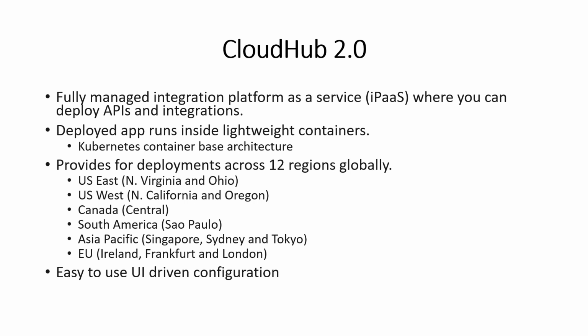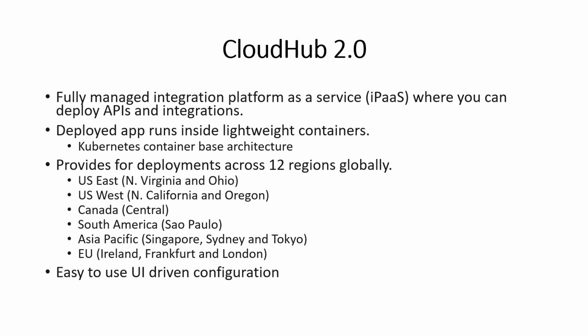CloudHub 1.0 uses AWS EC2 instances to deploy the Mule application, but CloudHub 2.0 uses a Kubernetes-based cluster, and it is based on Kubernetes container-based architecture. It deploys the Mule application inside Kubernetes lightweight containers.